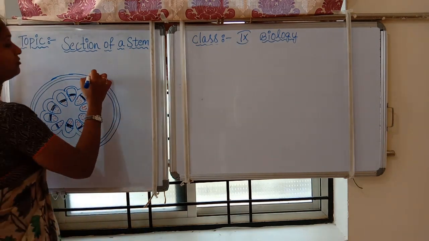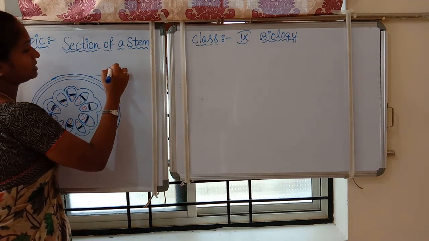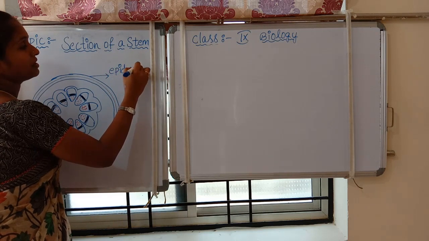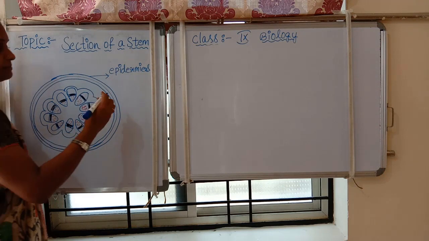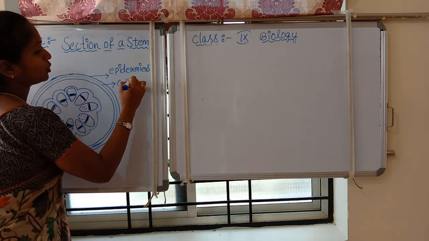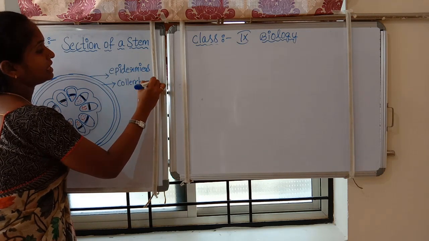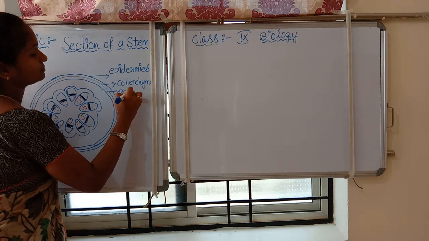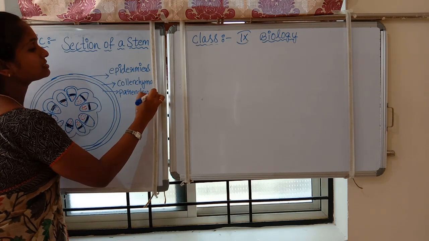Yes, the first layer of circle I found is nothing but the epidermis. What is that part? Epidermis. And the next layer I observed is nothing but collenchyma. What is that? Collenchyma. And the third part I observed is parenchyma.